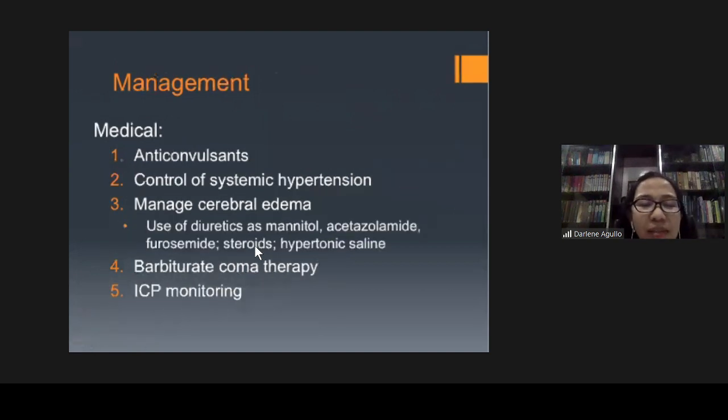Medical management will include, number one, anticonvulsants. So this is symptomatic. You give anticonvulsants if the patient is seizing, because when you're seizing, BP increases and ICP increases. Control of systemic hypertension, so self-explanatory. And then you manage cerebral edema with the use of diuretics such as mannitol, acetazolamide, furosemide, or you give steroids or hypertonic saline. Or you induce coma to reduce the cerebral metabolic requirement for oxygen. And you monitor the intracranial pressure.